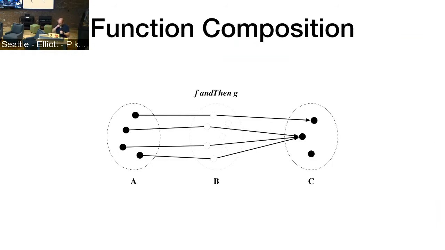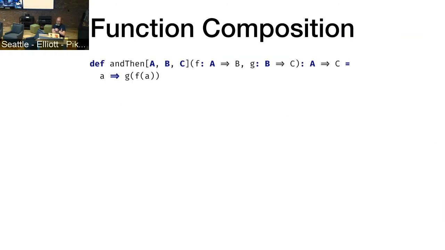Okay. So what does this look like in Scala? So we can write andThen. And so here's a method. It takes 3 type parameters, A, B, and C. It takes 2 value parameters, a function from A to B, a function from B to C, and it returns a function of type A to C. And we do that by taking an A and applying G of F of A. And that's all there is to it. Okay, so that's how we can define function composition.